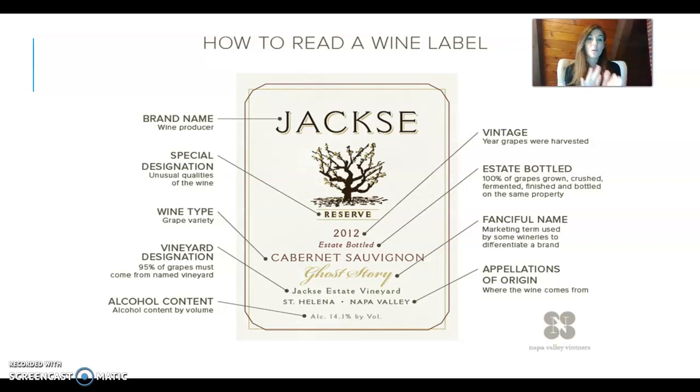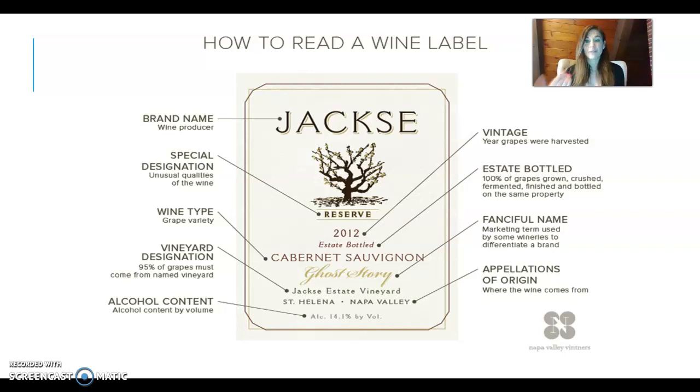This gives you an overview about how to read an American wine label. This is typically used in America, and if you see a wine coming from South America, Australia, South Africa, they actually follow these rules. They're much easier to understand for an average customer, and that is why they are done as such.